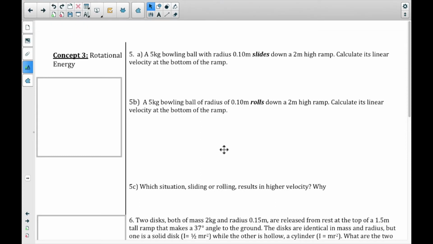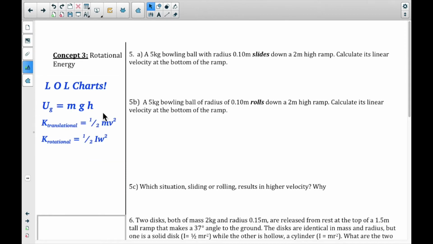All right, on this page, we're going to start talking about rotational energy. When we talk about rotational energy, we get to go back to LOL charts. So we have to think about those things like gravitational potential energy. That formula, remember, is mgh or mgy, depending on how you want to see that, h or y. Then we have translational kinetic energy, which is from before. We know this from before is 1/2 mv squared.